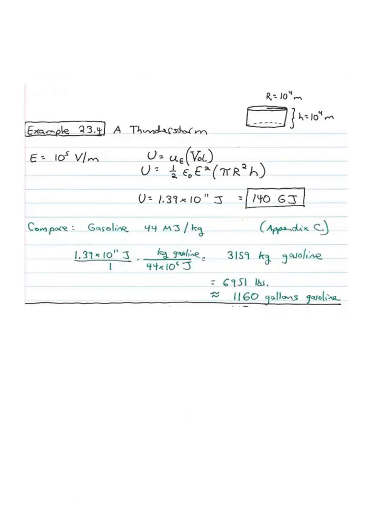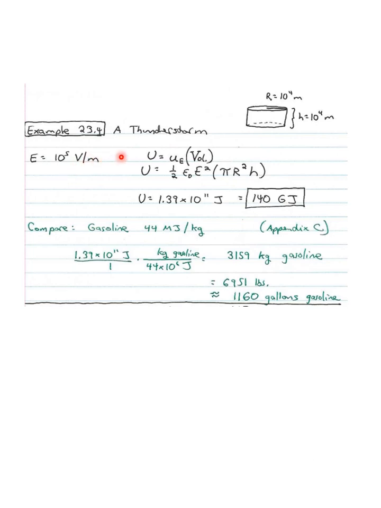Let's look at an example in the book, example 23.4. I haven't written it, but it says, typical electric fields in thunderstorms average around 10 to the 5th volts per meter. Consider a cylindrical thundercloud with height 10 kilometers and diameter 20 kilometers, and assume a uniform electric field of 10 to the 5th volts per meter. Find the electric energy contained in this cloud. How much energy is in that cloud? There, I've drawn it. We're assuming a nice cylinder, radius of 10 to the 4th meters, height of 10 to the 4th meters, electric field of 10 to the 5th volts per meter.